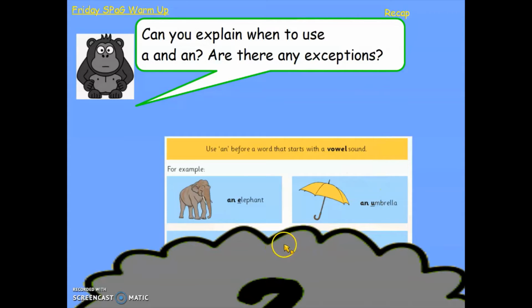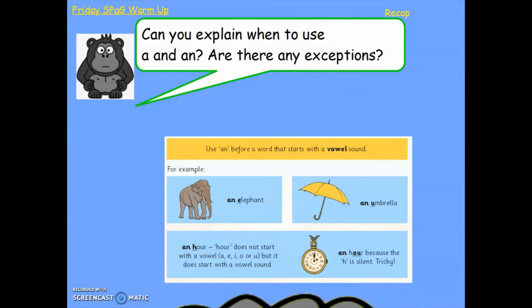One of the exceptions that we were talking about yesterday was hour, because hour has a silent H. It starts with a vowel sound, hour. Therefore it needs the article an. For example, it took an hour to get to the zoo.